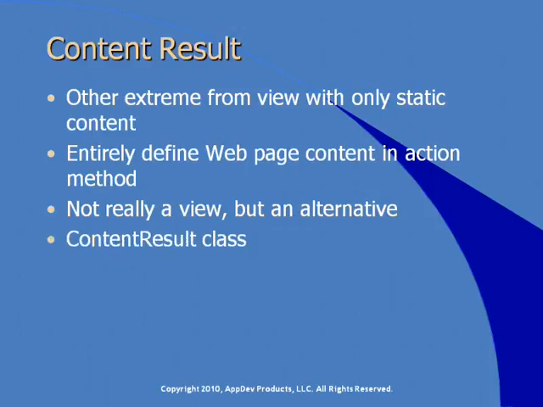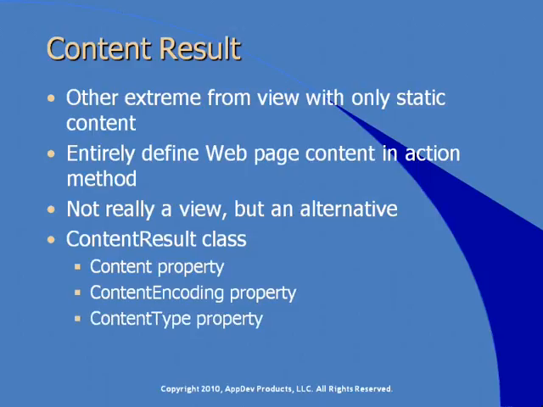A content result has three properties. Content takes the content that you want to display in the form of a string. Then content encoding defines the encoding of the content. And content type tells the browser what the content consists of so that it can render it correctly to the user. Some common settings for the content type include text/plain for just plain text, text/xml, and application/json. But there are many others that are defined by the World Wide Web Consortium. So let's take a look at how you can use this content result.